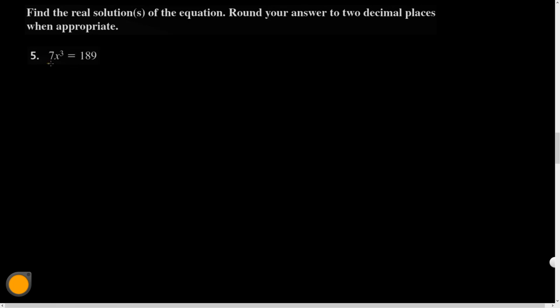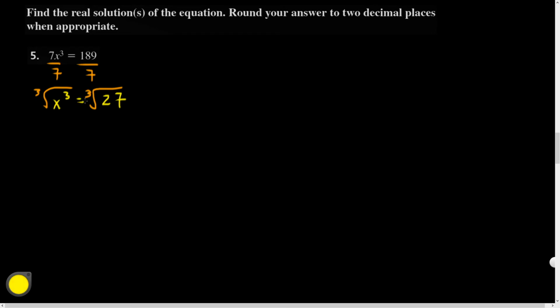Let's see. Let's solve for this. So I could divide both sides by 7. I feel like I should know this one. But I also should know 7 times 8, shouldn't I? 189 divided by 7 is 27. There we go. And cubed root both sides this time in order to get rid of the cube, right? Those are inverse operations of one another.